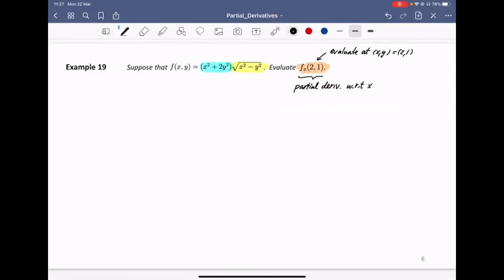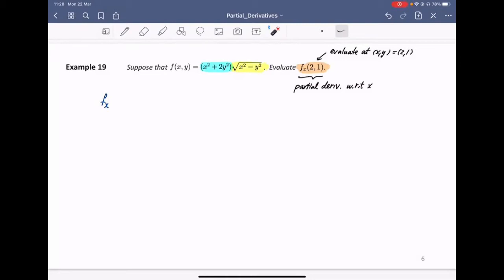First of all, I want to compute f_x first, and then I just plug in the numbers 2 and 1 after. In order to compute the partial derivative with respect to x here, I need to view y as a constant, right? But you can see that you have x here, x squared, and you also have x here in the square root. So this is a product of two things, so you need to use the product rule.